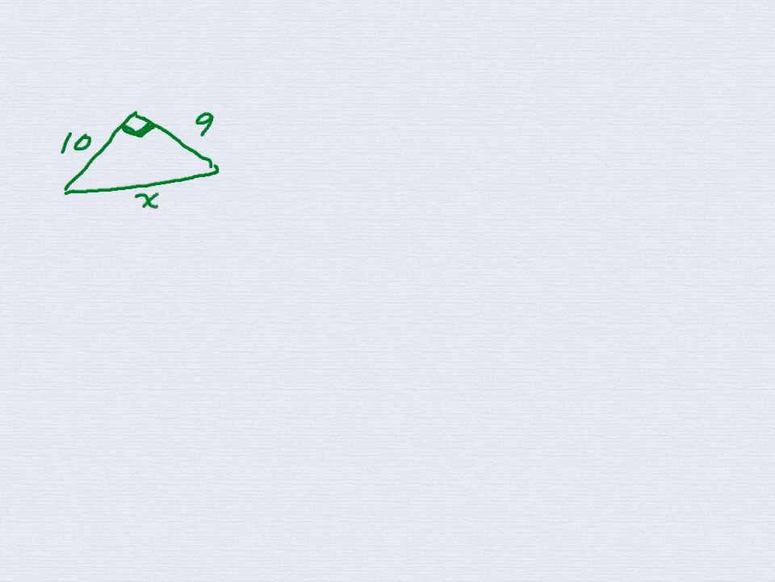Here's an example of two fairly easy questions. Say you had a right angle triangle where you were given both legs. One leg was 9, one leg was 10, and there's the indicator that it's a right angle triangle. And you were asked to solve for the hypotenuse, x.